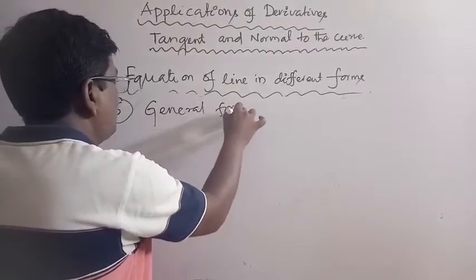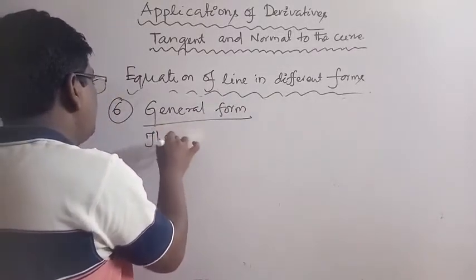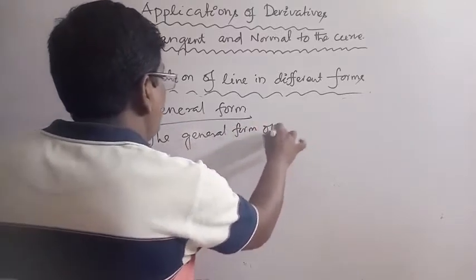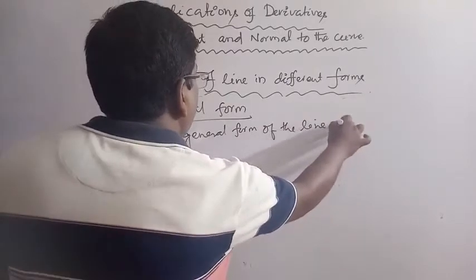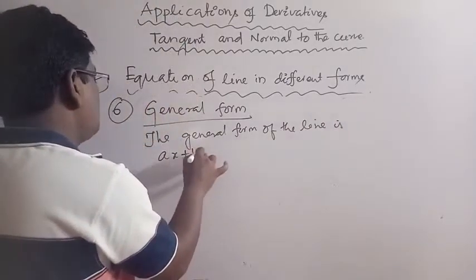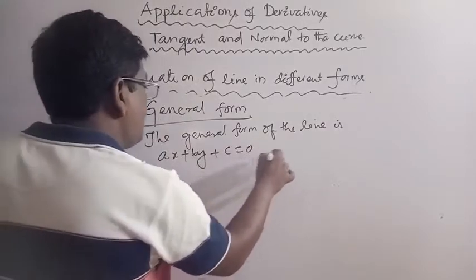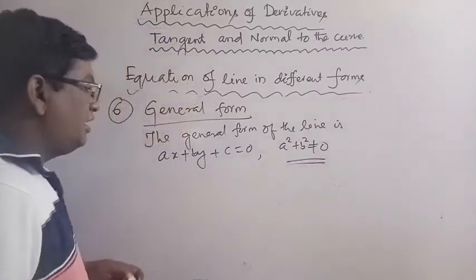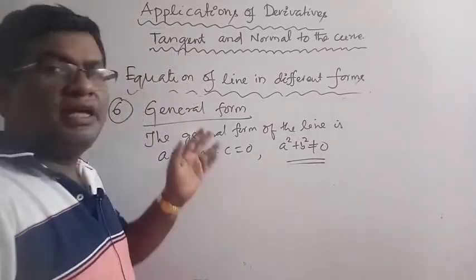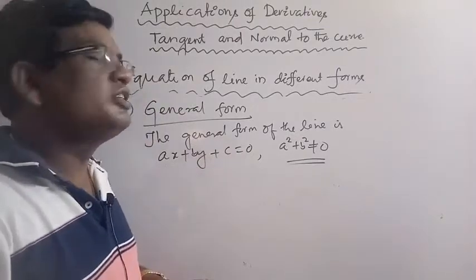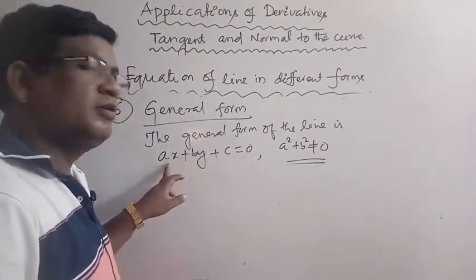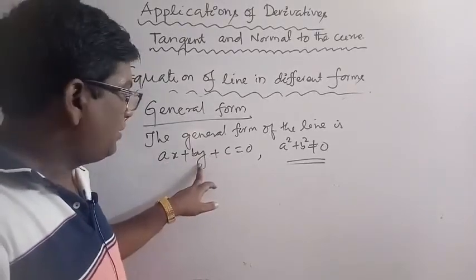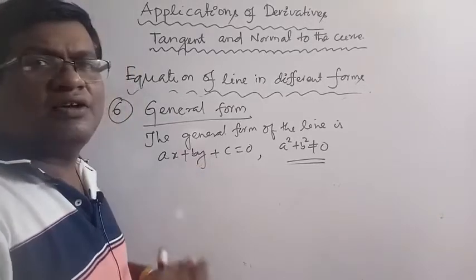The general form of the line is ax plus by plus c is equal to 0, provided a square plus b square is not equal to 0. This is the condition. It means a and b are not simultaneously 0. If a is 0, then it is still an equation of line. If b is 0, then also it is an equation of line. If both are 0, it is not an equation of line.